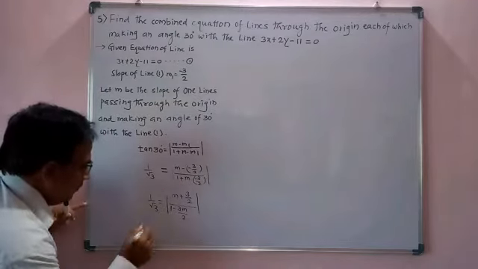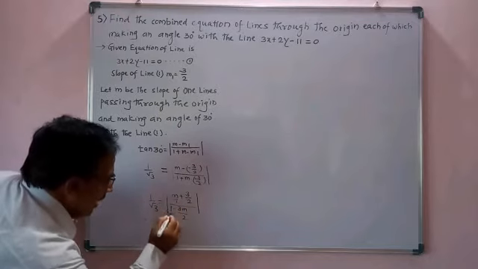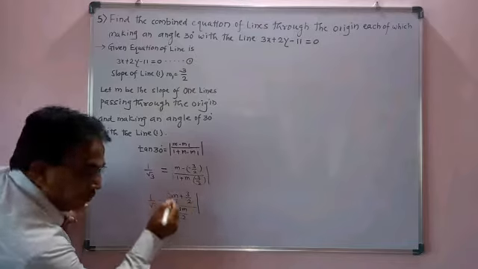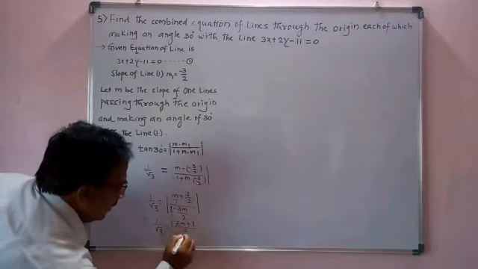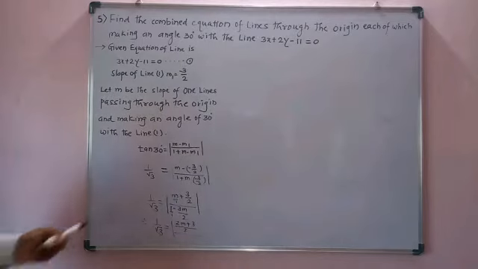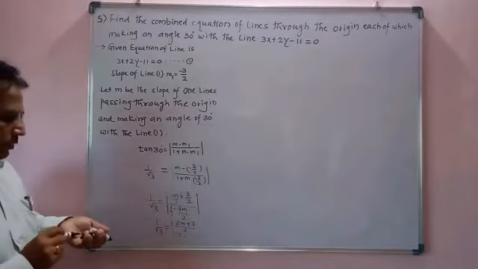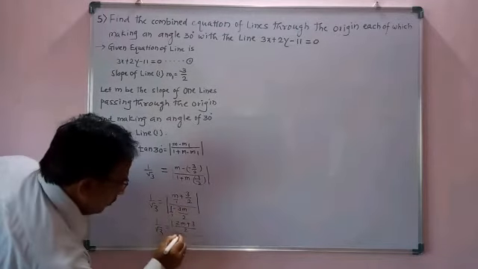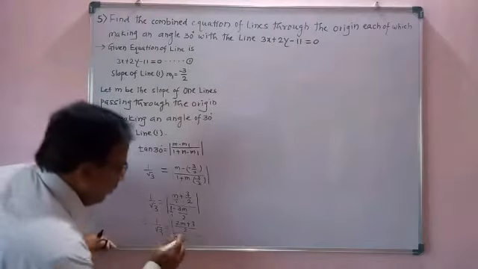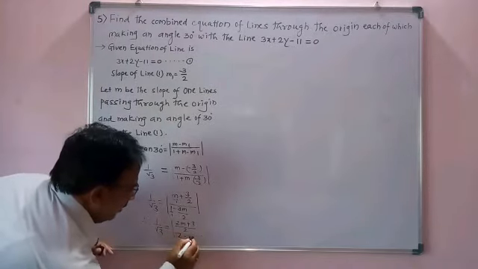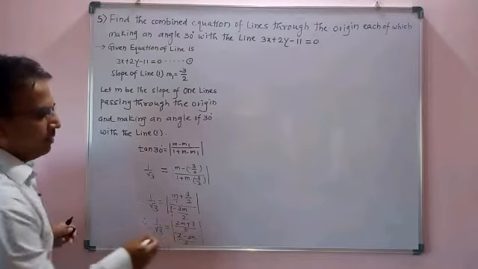Therefore 1 by root 3 equals, taking the common denominator: 2 into m is 2m, 1 into 3 is 3, divided by 1 into 2 is 2, divided by 1 into 2 is 2, and 2 into 1 is 2, and 1 into minus 3m is minus 3m, divided by 1 into 2 is 2. These two bases are the same, so the bases cancel.